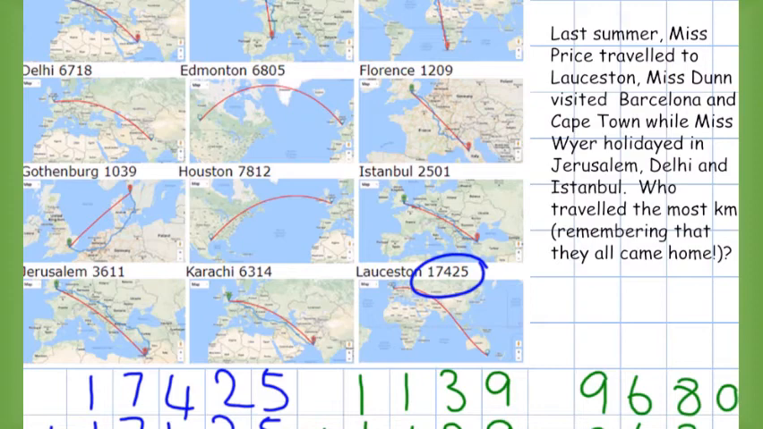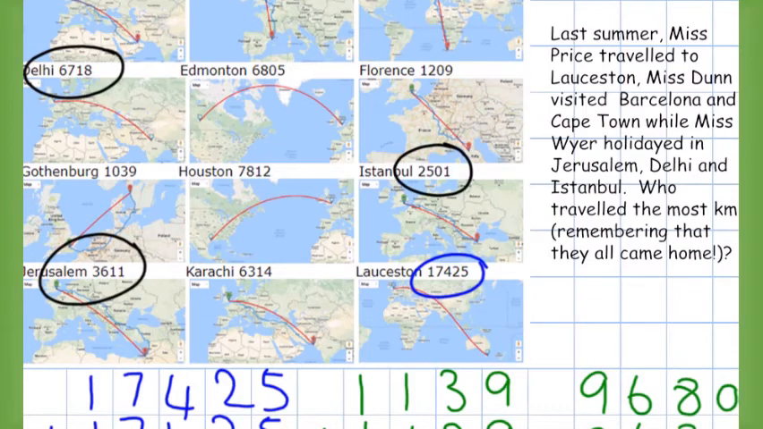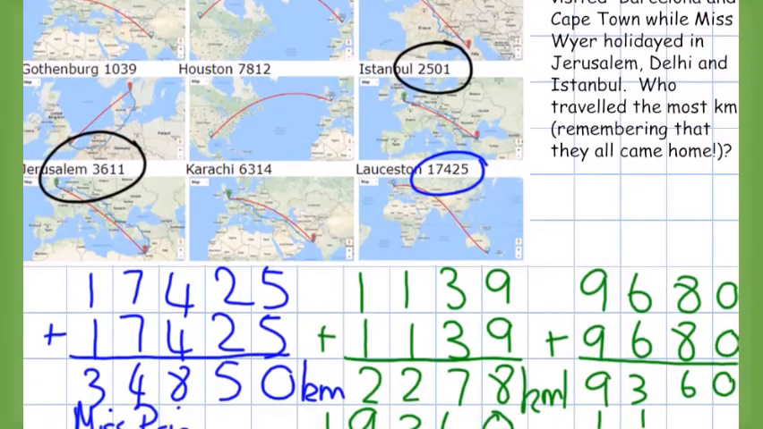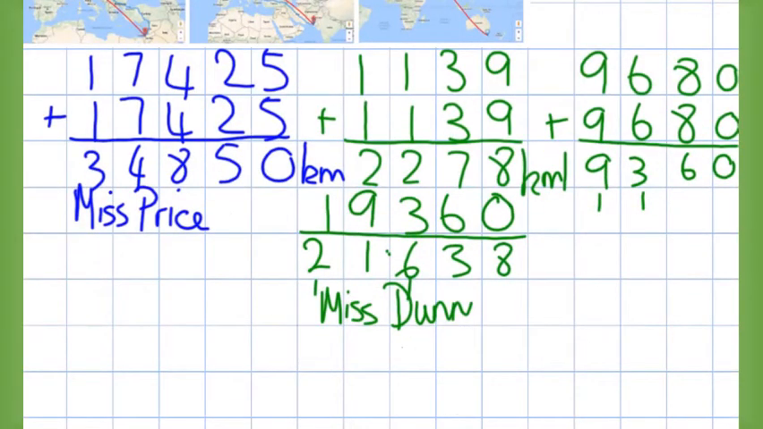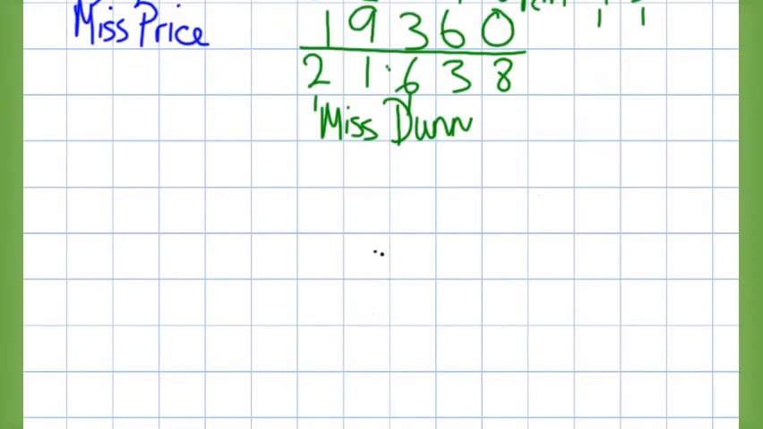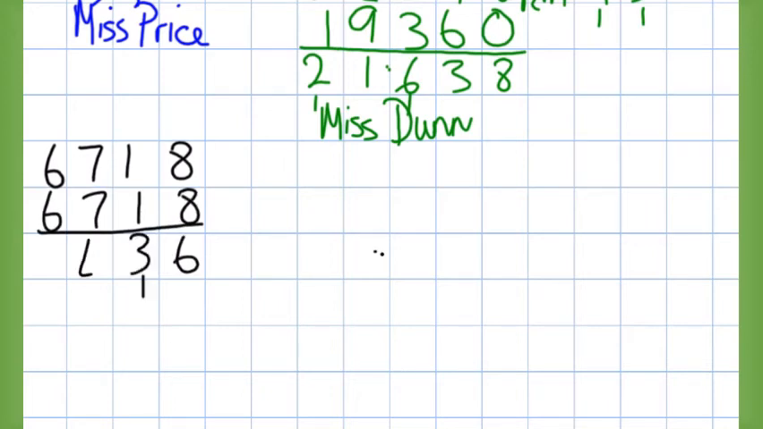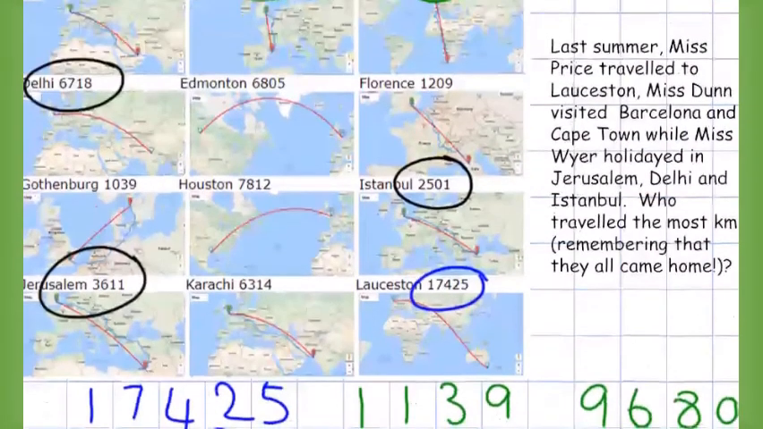She went to, let me change my pen again, Jerusalem, which I've lost. Jerusalem's down here. She went to Delhi, which is here, and to Istanbul, which is here. So we need to double each one of those numbers. Let's start with Delhi at 6718. Oh, come on board, move up. So 6718 doubled is 13,436 kilometres. Okay, so that's Delhi.